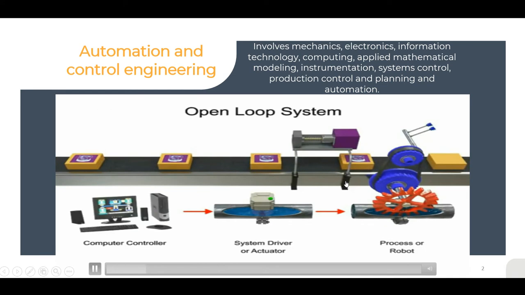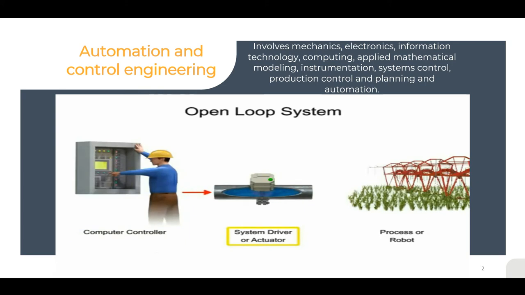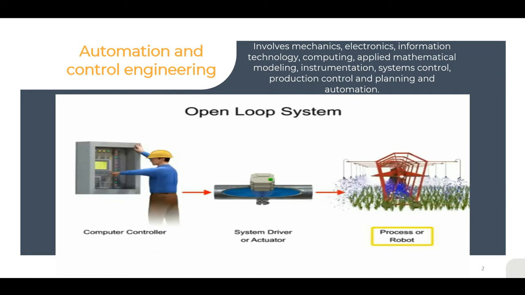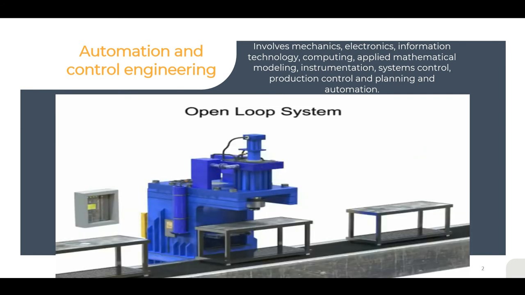But consider that we remove one or two items from that belt. What happens? Here's another example. The computer controller is switched on by that person. The system driver triggers the water pump to start pumping water and to move the sprinkler. And then the sprinkler is just watering the whole field, even on an area that has sufficient moisture. It's watered.